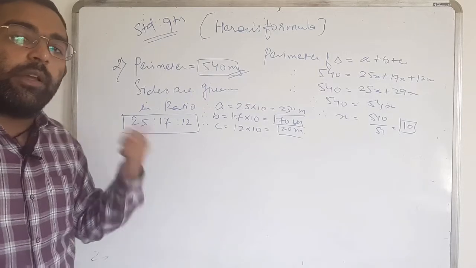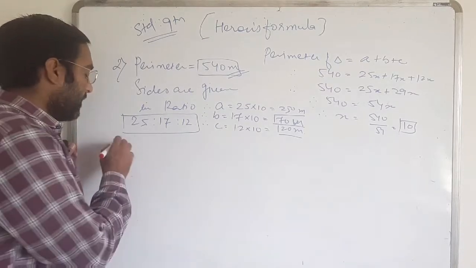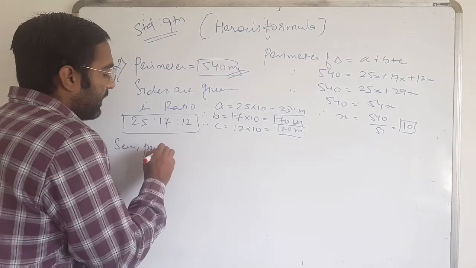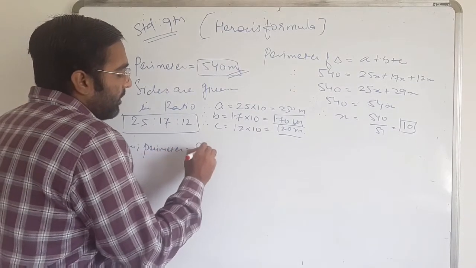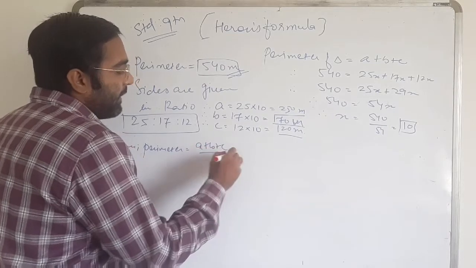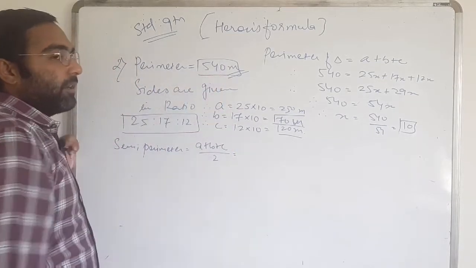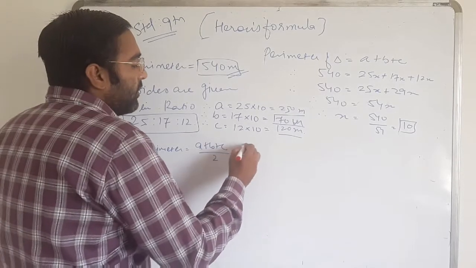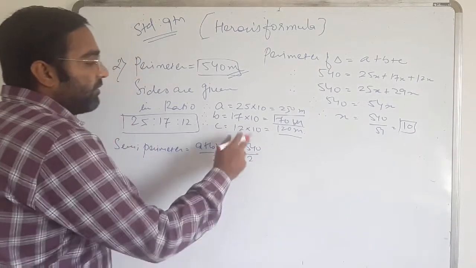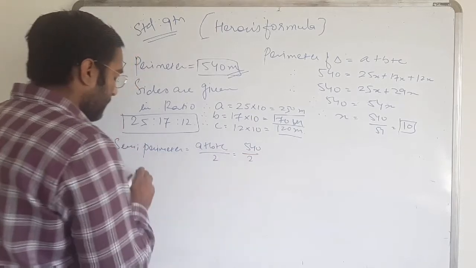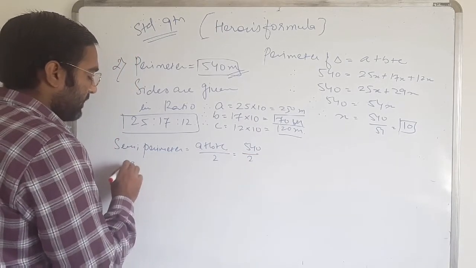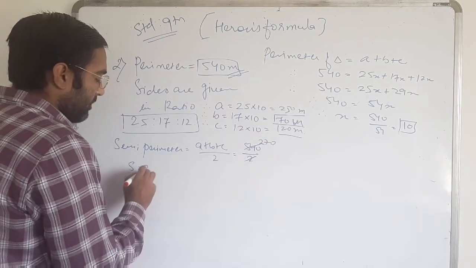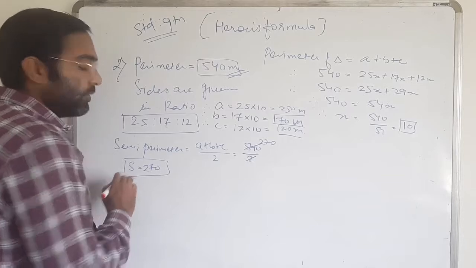So now we have to calculate the area of the triangle. For that, first of all we have to find the semi-perimeter. For the semi-perimeter we know that s is equal to (a plus b plus c), that is the perimeter, divided by 2. So now I have the perimeter given as 540, so I'll take it directly as 540 by 2, without wasting time. So 540 divided by 2, my answer is s equal to 270. My s is equal to 270.